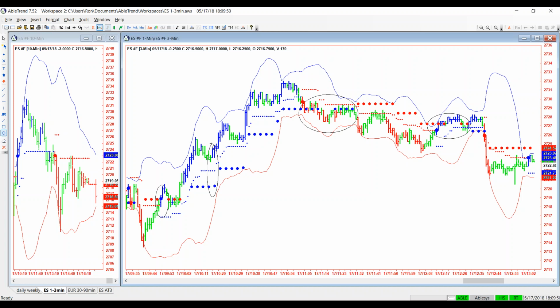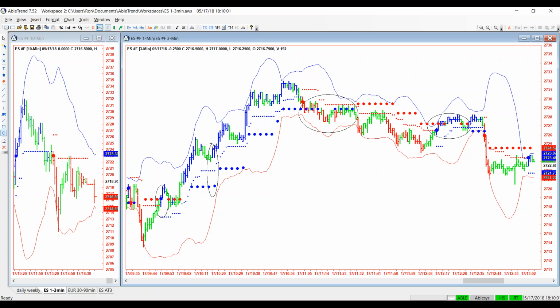Steve, would you ever enter a short if you only had the small red dot, no large dot above? Absolutely, Steve. Yes, sir. Double confirmation, meaning a red bar and a small red dot? Absolutely. You get right in. That's a valid AbleTrend trade.